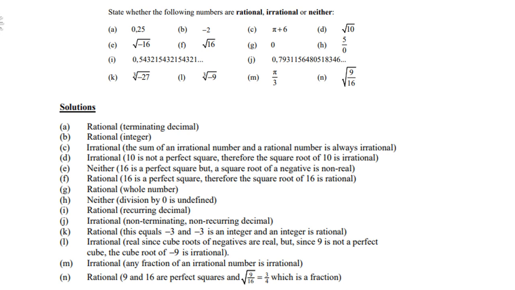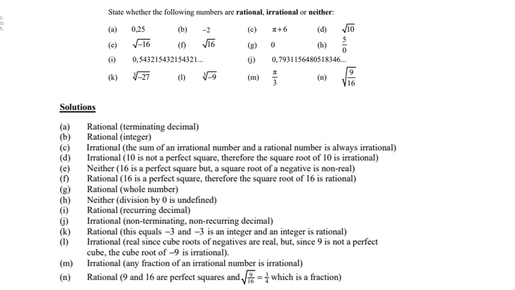C, pi plus 6, irrational, because the sum of an irrational number and a rational number is always irrational. D, square root of 10, irrational. 10 is not a perfect square, therefore the square root of 10 is irrational. E, square root of negative 16. Of course, 16 is a perfect square, but a square root of a negative number is non-real, so it's neither.